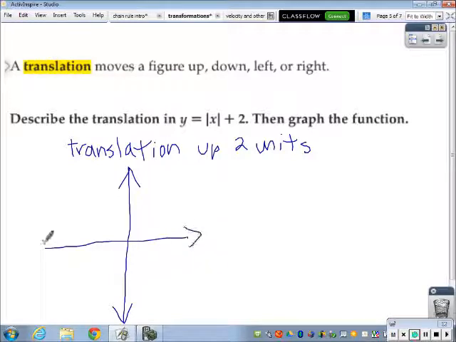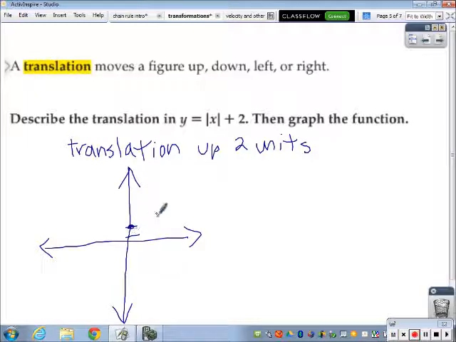If I graph it, this is why the parent functions are so important. I know that the parent function, y equals the absolute value of x, is centered here at the origin (0, 0). So its vertex starts here. According to this equation, I need to translate up 2 units. So I take that vertex and I move up 2 units. That's my new vertex. That's the only thing that changed.